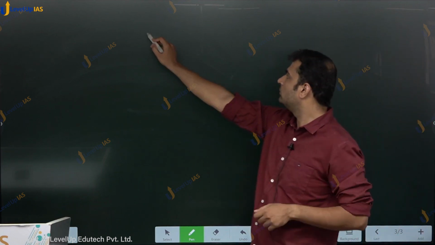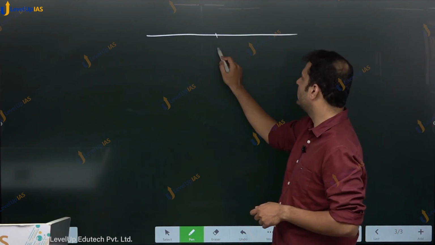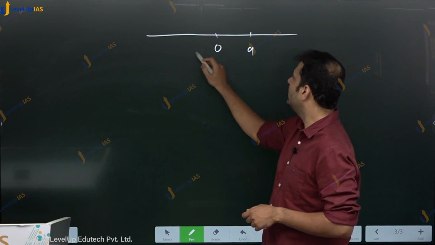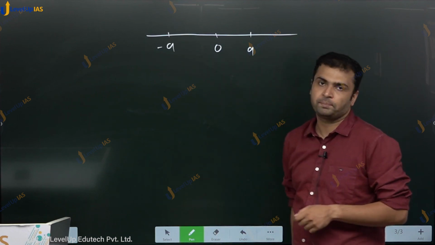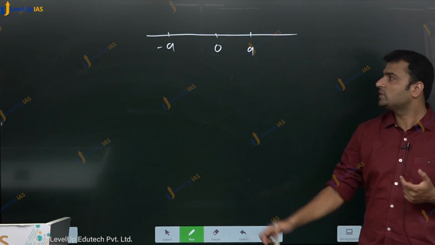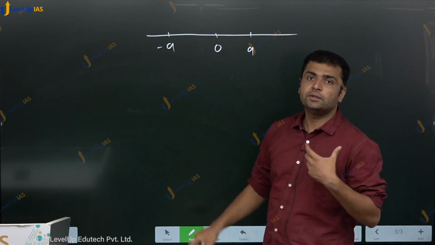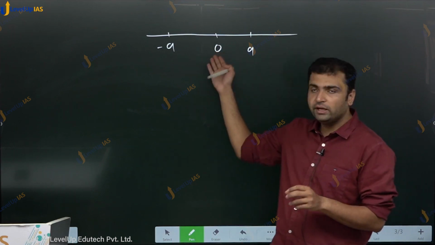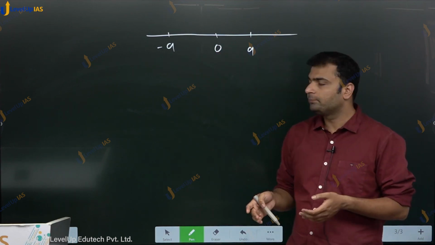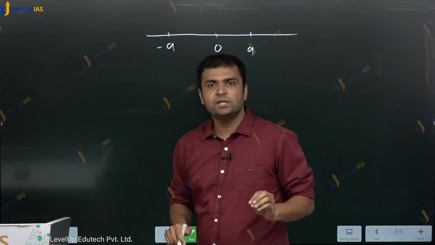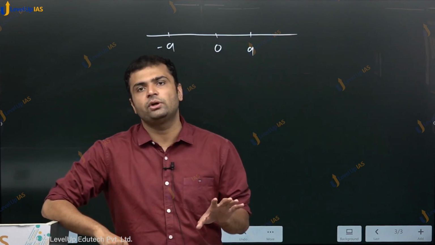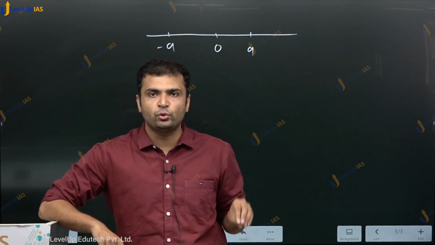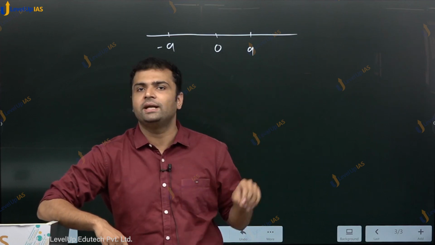Next case we have something like this. Here we have 0, here we have a, and here we have -a. Now what happens to a number that is between -a and a? 0 is clearly between the two, right? And what we have seen, what do we need? First we need the range. We want the range of squares of numbers that lie between -a and a.